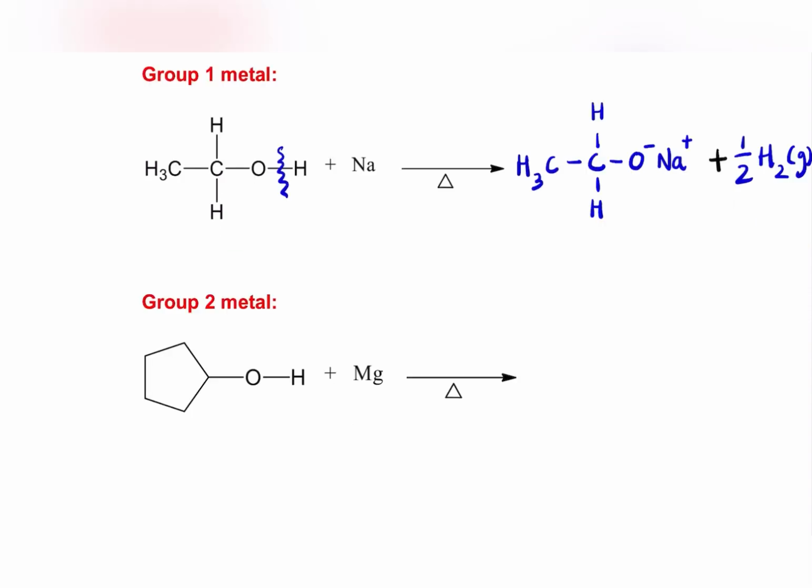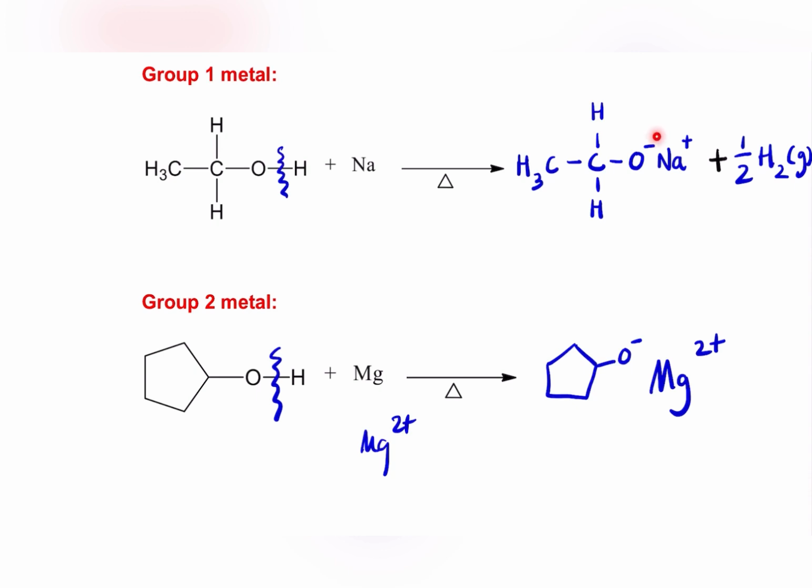For group 2 metal, we are going to do the bond breaking or bond cleavage around this part. What's next? I'm going to copy back my structure, which is this cyclic ring attached to O-. Next, you have magnesium. For magnesium, in order to achieve its stability, magnesium is going to donate 2 electrons. That's why the charge will be Mg2+. So this reaction will connect with Mg2+. What's next? You can see that the charge cannot be cancelled here because this is -1 and this is +2.